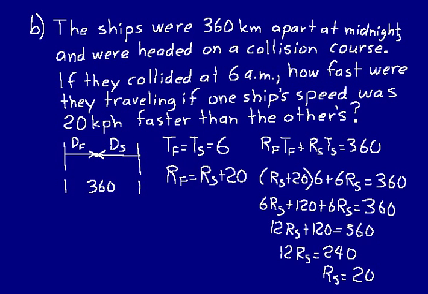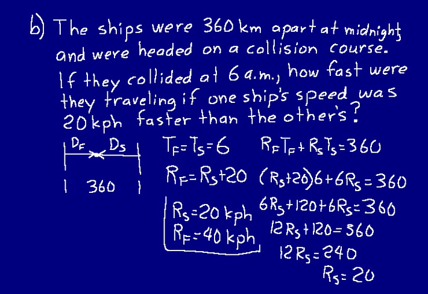So the slower ship was going 20 kilometers per hour. Let's just rewrite that over here. RS equals 20, and I'll just say kph for the units. So that means the faster one was going 20 plus 20, or 40 kph, kilometers per hour. So in order to collide at 6 a.m., the slower ship was going 20 kilometers per hour, the faster one was going 40 kilometers per hour, starting from a distance of 360 kilometers apart from each other.